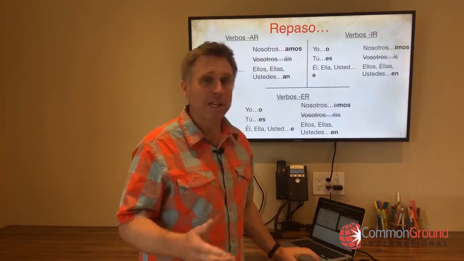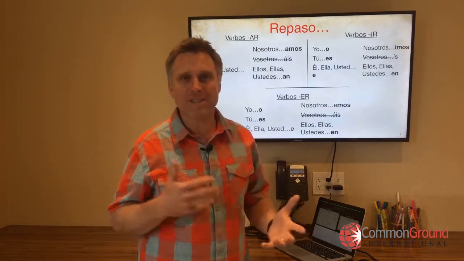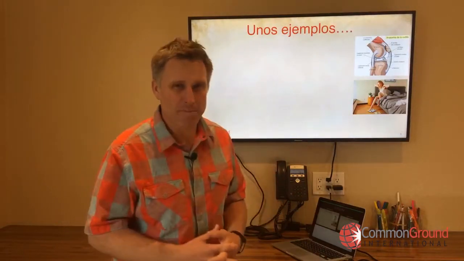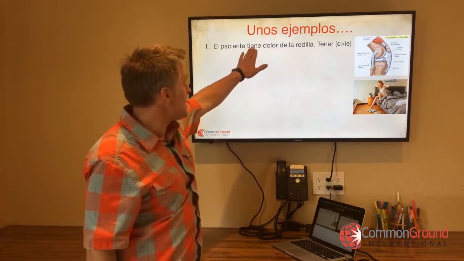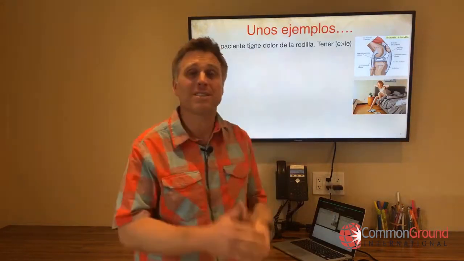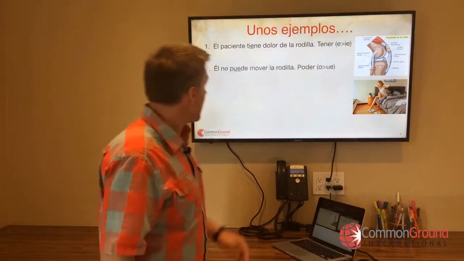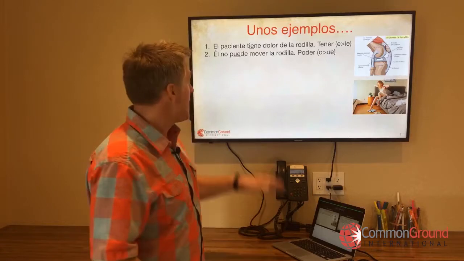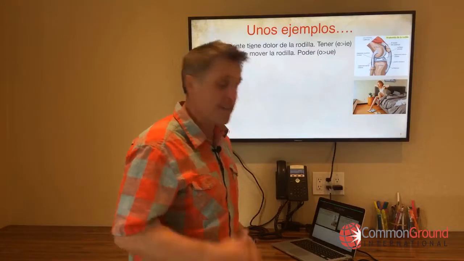Now, today what we're looking at is a class of verbs that have one extra step in them, and they're called stem changing verbs. So, let me show you some examples. Unos ejemplos de verbos que cambian de raíz. El paciente tiene dolor de la rodilla. Well, tiene comes from the verb tener, which is a stem changing verb, e to ie. Okay? Él no puede mover la rodilla. He can't move his knee. And puede comes from poder, which isn't e to ie, but it's o to ue. A different kind of stem change.